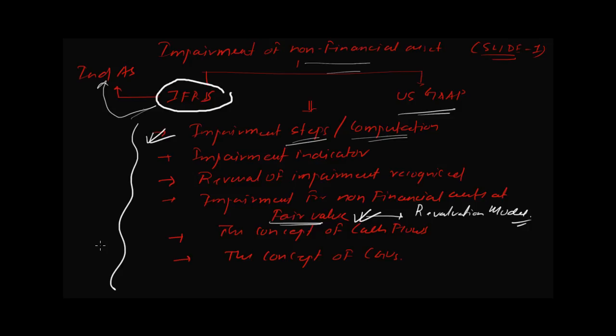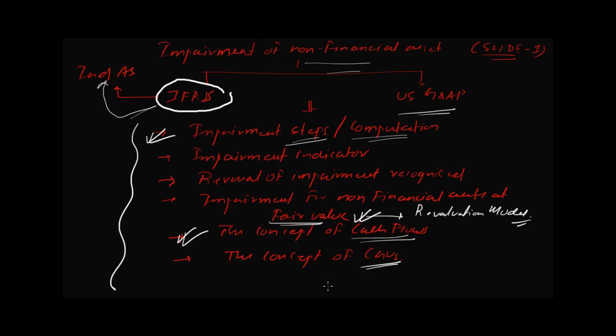The fifth concept is the concept of cash flows. A major portion of the impairment computation deals with the cash flows. Now we will see what's the difference between the IFRS and the US GAAP. The last is the CGU. So CGU is the backbone of the impairment computation.